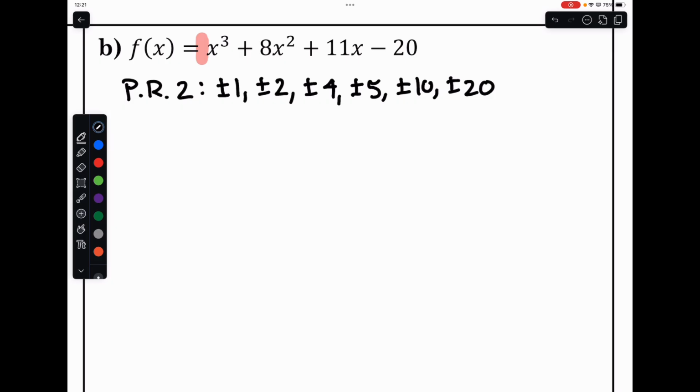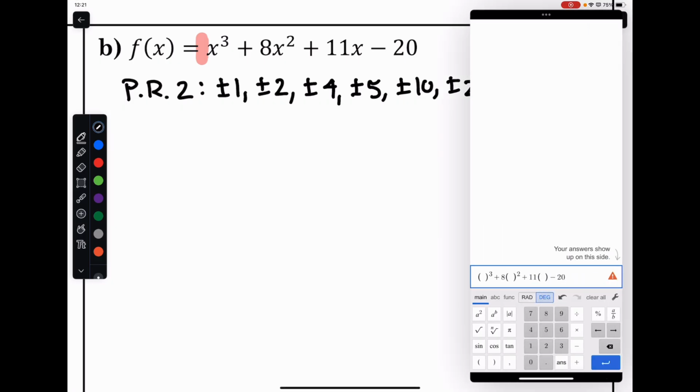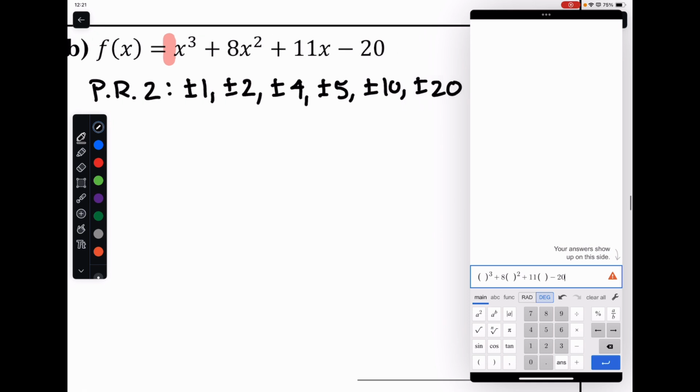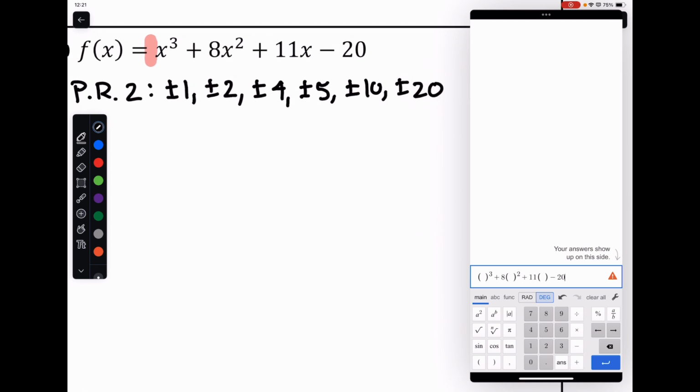All right, awesome. So now that we have this list, what we're going to do now, let me bring out my calculator. I already have my polynomial, x to the third plus 8x squared plus 11x minus 20. I'm going to pick a number from this list and see if it makes it equal to 0. So we're going to start by checking if, I'll start with positive 1. If I plug in 1, will this thing equal 0? So let's plug in 1 into all of those parentheses there.